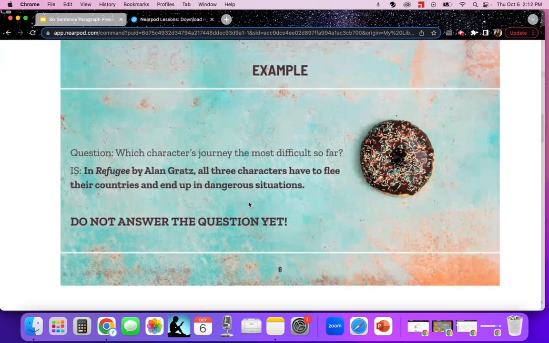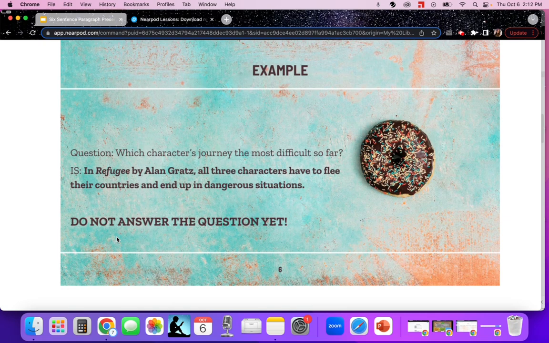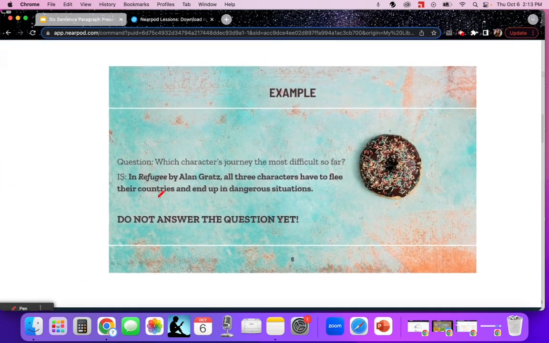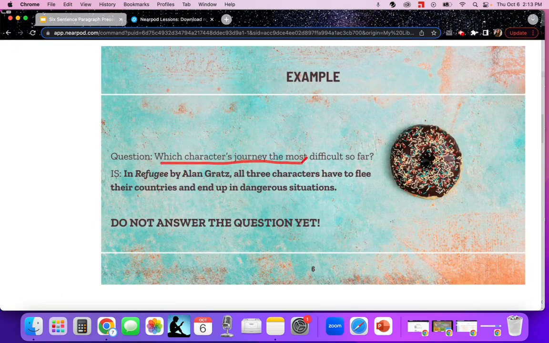Okay, step 1, we need to have an introduction sentence. So this is my example one. My question that I'm doing is, which character's journey is the most difficult so far? The introduction sentence is not, listen to this, not, sorry if that was really loud, going to answer the question, okay? It is going to give an introduction to your topic. So my question is, which character's journey is the most difficult so far? I am not going to say this character's journey is the most difficult so far.